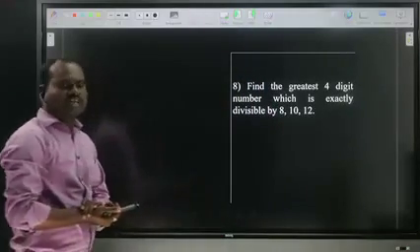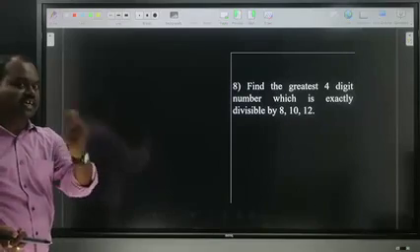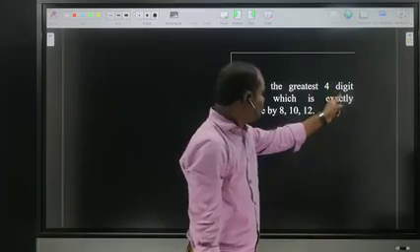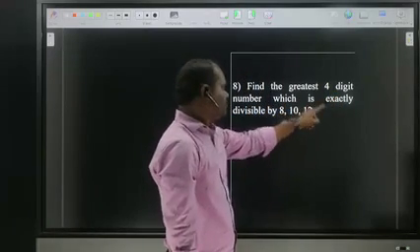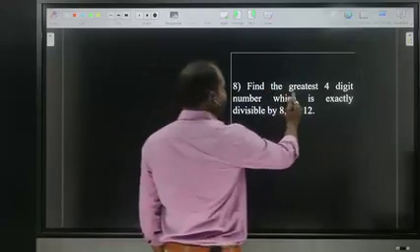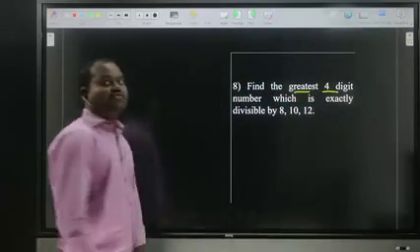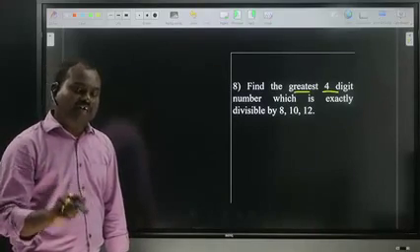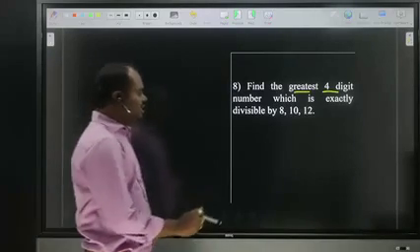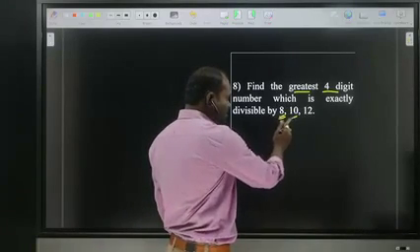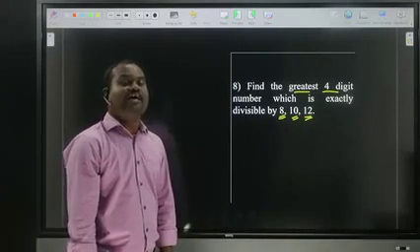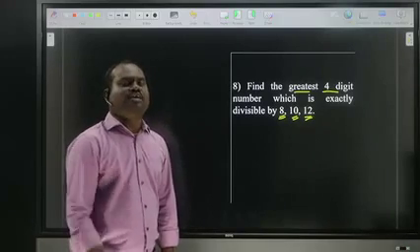Now what is next? We are looking for the next model. Earlier I said decreased, increased. Now the next model: find the greatest 4-digit number which is exactly divisible by 8, 10, 12. We require the greatest 4-digit number that should be exactly divisible by 8, 10, 12. That means we have to get it in the 8 table, the 10 table, and the 12 table, as well as it should be the greatest 4-digit number. So we have to get it in all the tables.